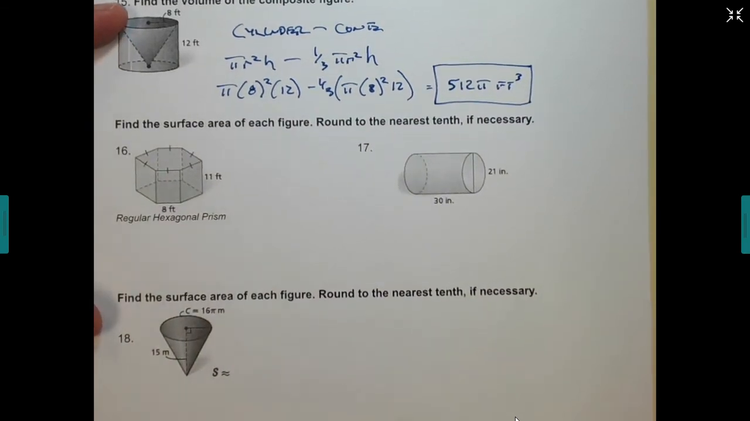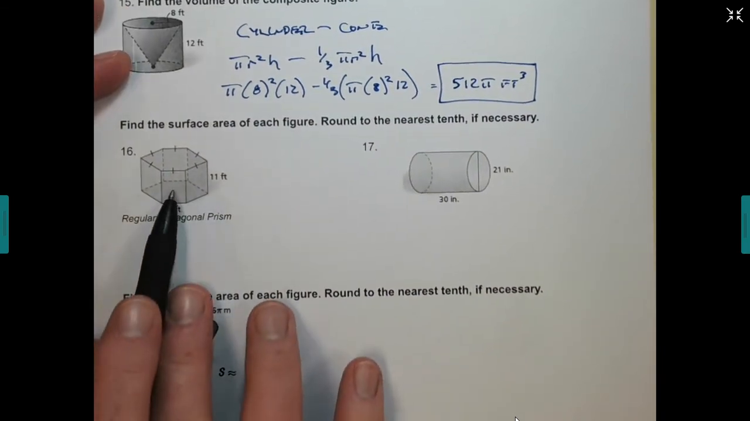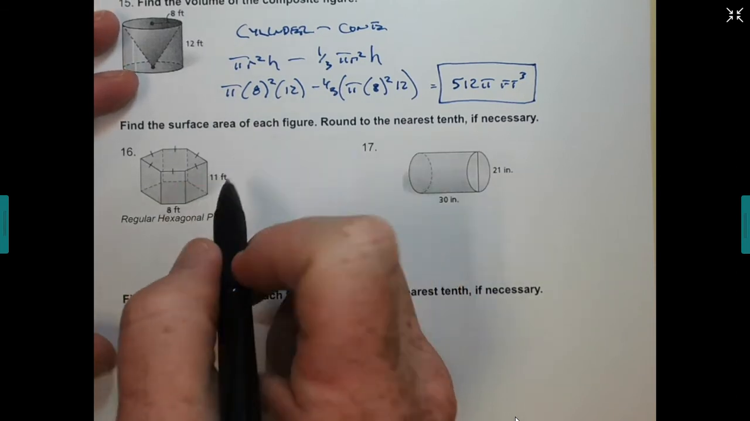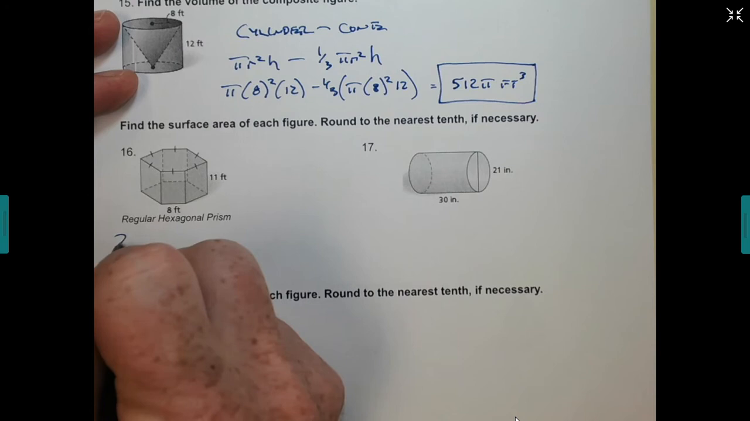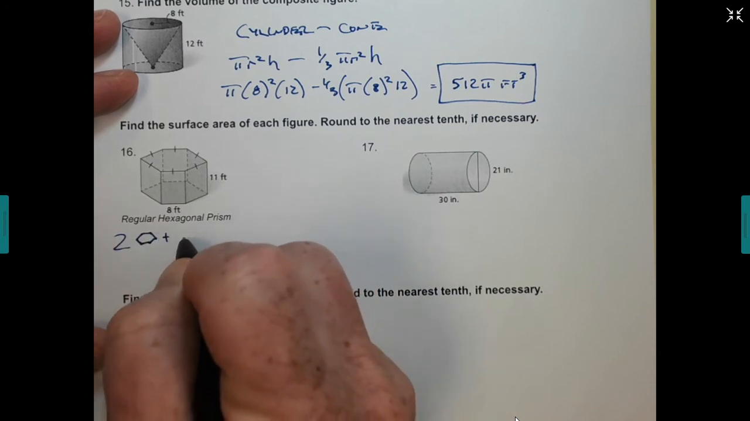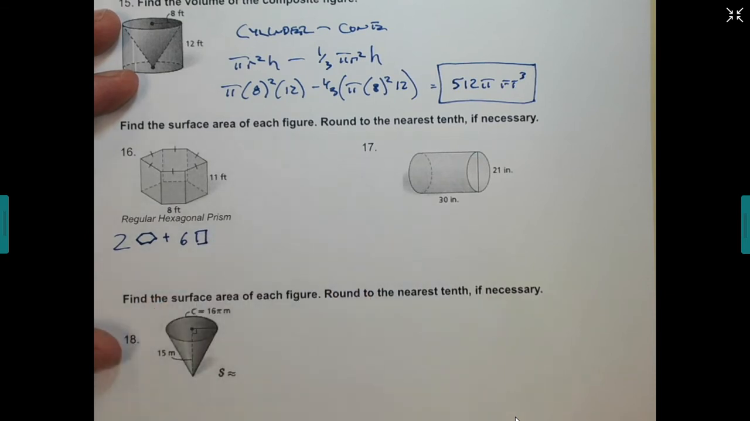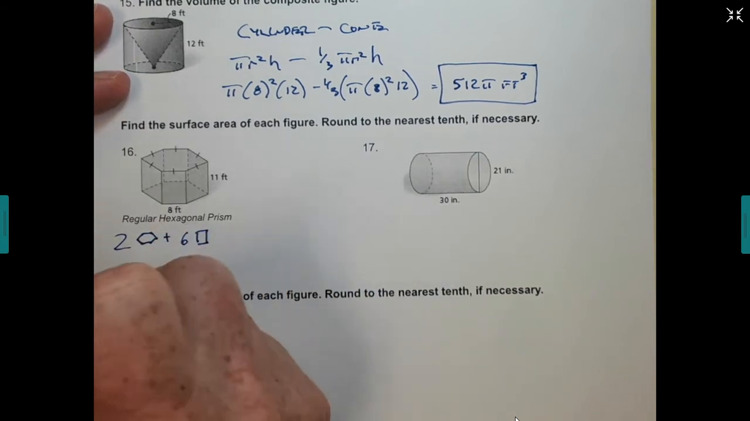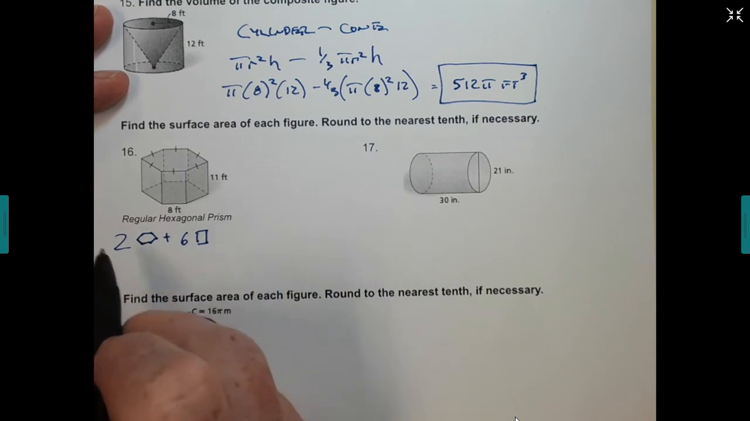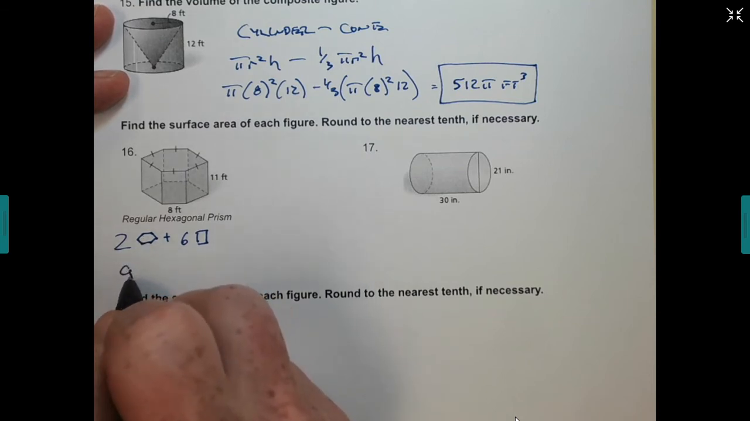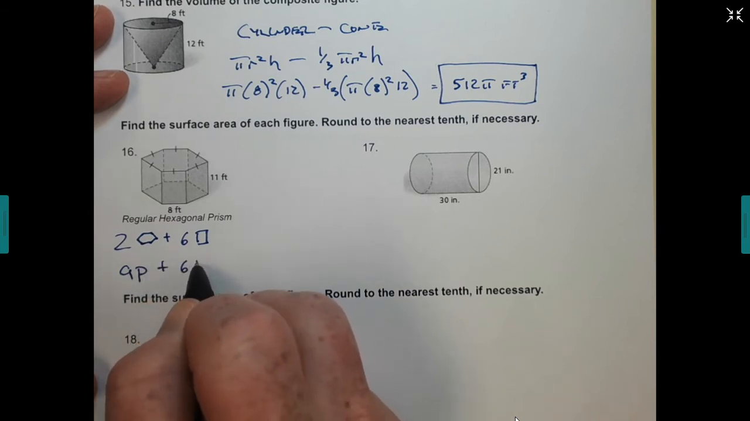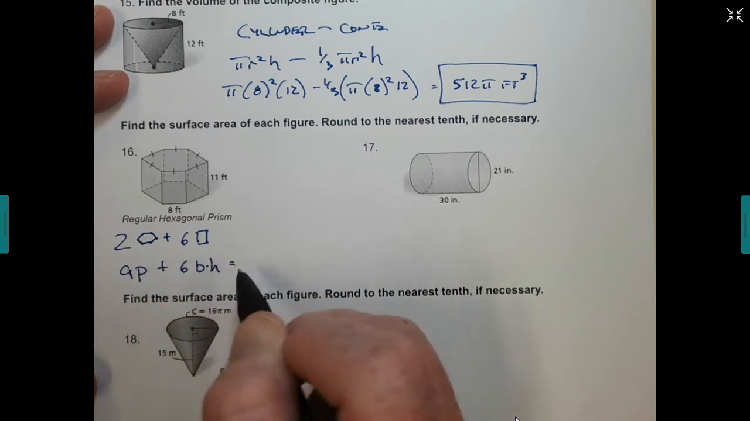Surface area. Here's where the problems get more difficult. This is a tough problem. Surface area. I'm going to handle this. I'm going to do 2 hexagons plus 6 rectangles. The hexagons, the formula is 1/2 AP. Well, 2 times 1/2 means all I need is AP. And then I'm going to have to do 6 times base times height.